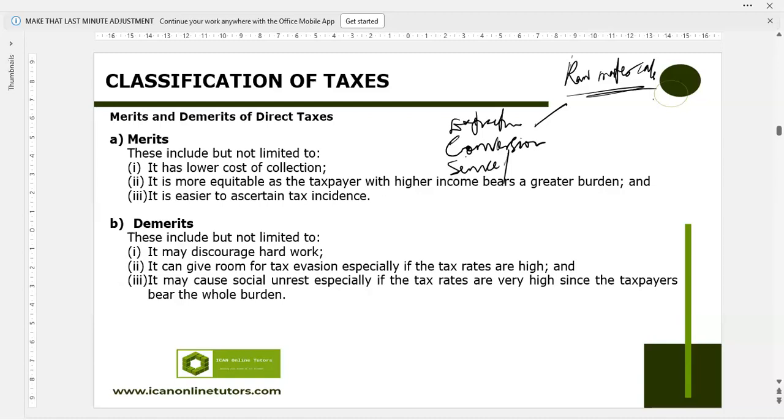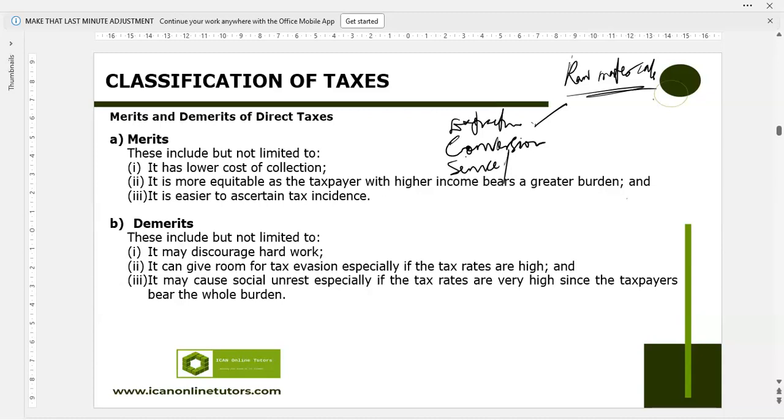So at the extraction stage, if the raw material this person is extracting and selling to the manufacturer is valuable, then at the point of this transaction between the extractor and the converter, that is the manufacturer, it's not easy to ascertain the tax incidence, because you don't know who the final buyer will be, who the final consumer will be. Do you get that?